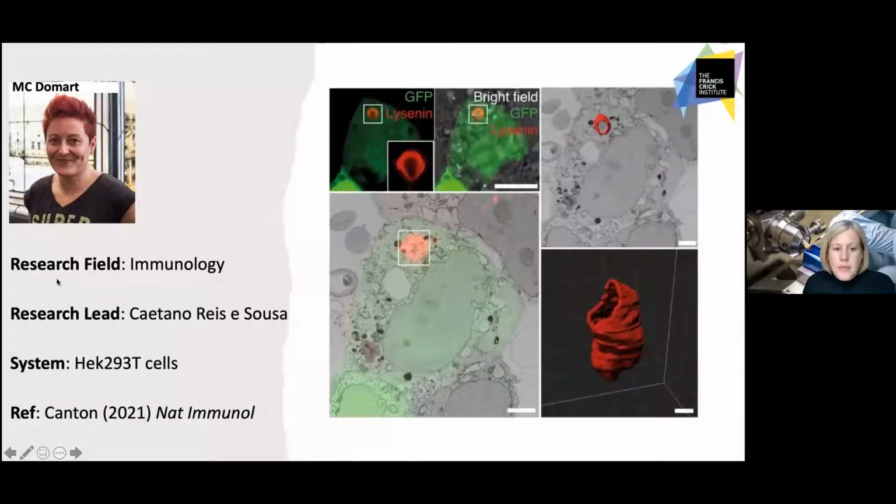MC also did something similar, working with Caetano Reis e Sousa. So here we're looking at cells that are taking up DNGR1 labeled membranes and breaking them down. And you can see that this vacuole containing the DNGR1 membranes actually has a break in it. So again, we're looking at high resolution to find breaks in organelles.